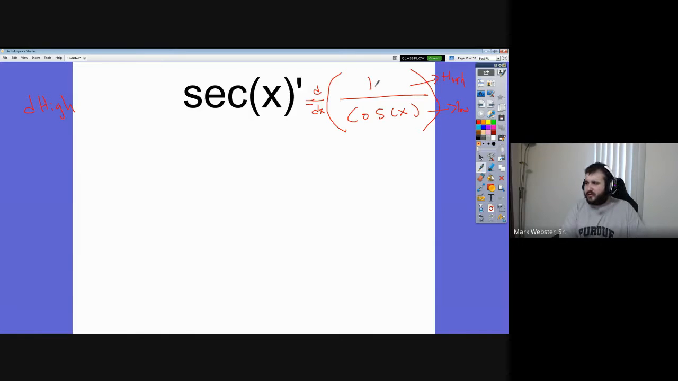Well, what's the derivative of any number? That's just a number. That's 0, isn't it? And what's our d low? Well, the derivative of cosine is negative sine. So now let's use our quotient rule. Low d high, well, that's 0, minus high d low, that's minus negative sine, so that's plus sine, over low squared.